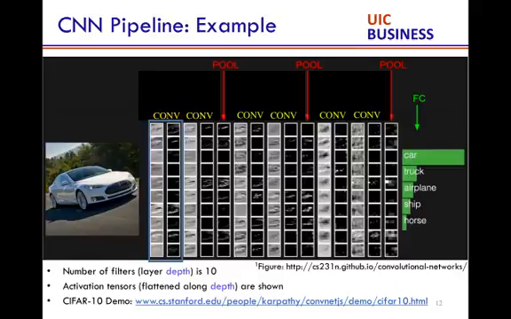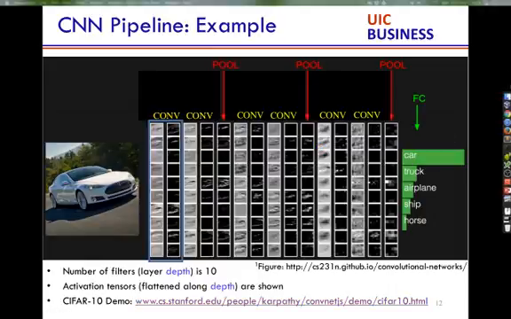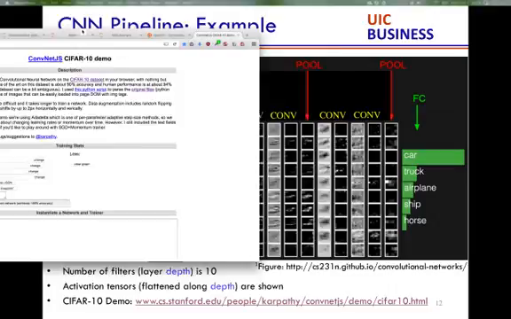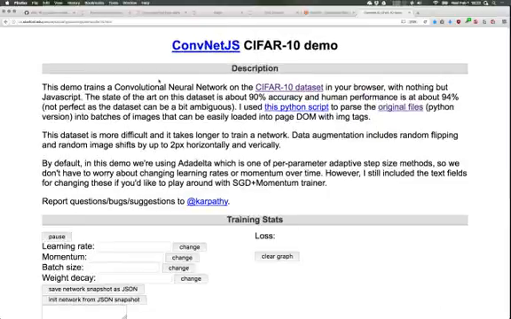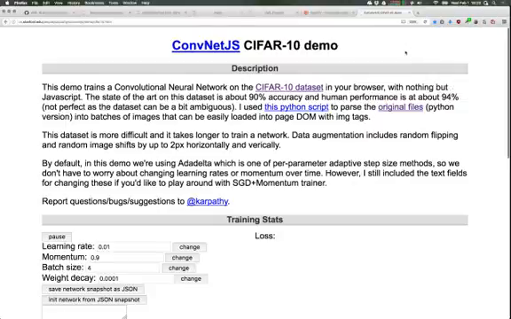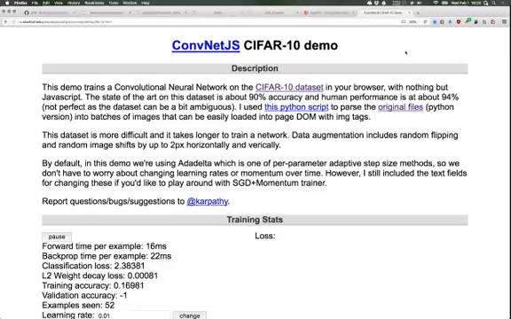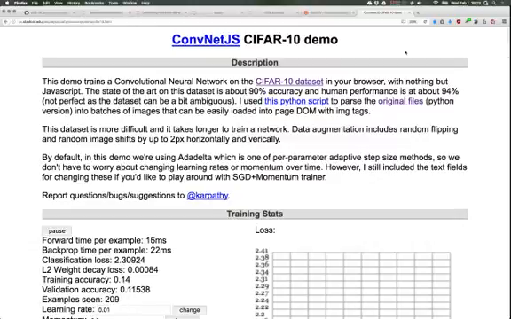Okay, so let's actually look at one of the demos now. This is the same data set. This is an in-browser convolutional neural network, and one of the datasets being worked on is the CIFAR-10 dataset that you'll also be looking at in your assignment.